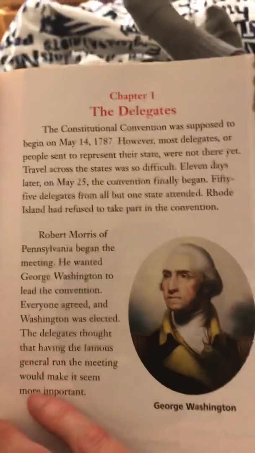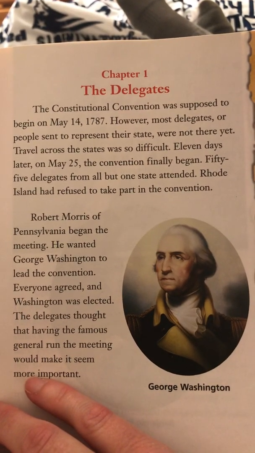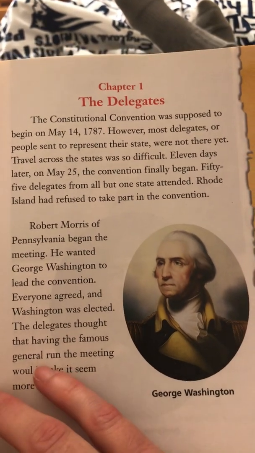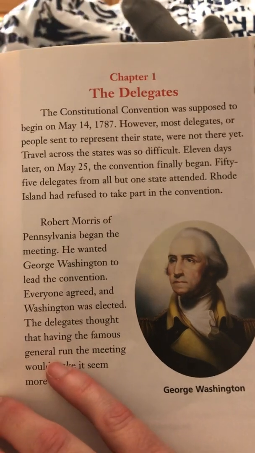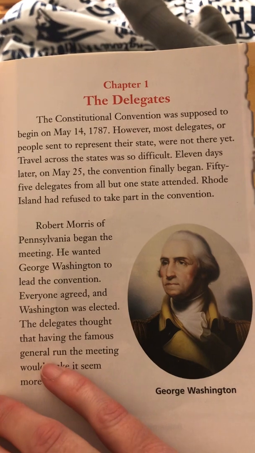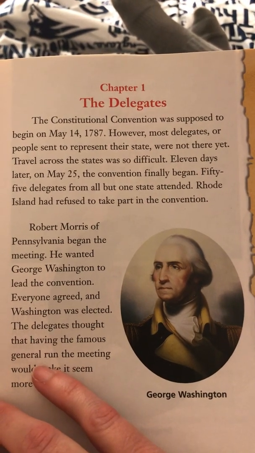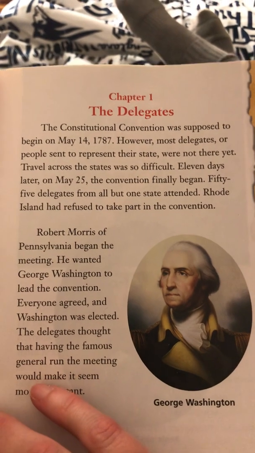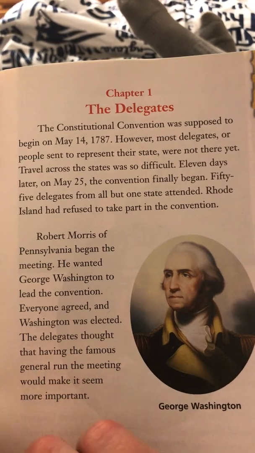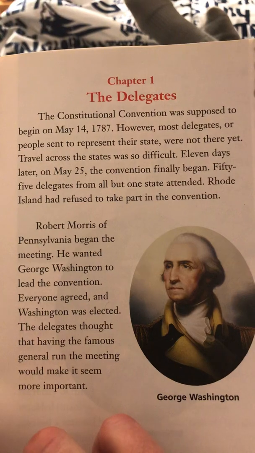Chapter 1. The Delegates. The Constitutional Convention was supposed to begin on May 14, 1787. However, most delegates, or people sent to represent their state, were not there yet. Travel across the states was so difficult. Eleven days later, on May 25th, the convention finally began. 55 delegates from all but one state attended. Rhode Island had refused to take part in the convention.